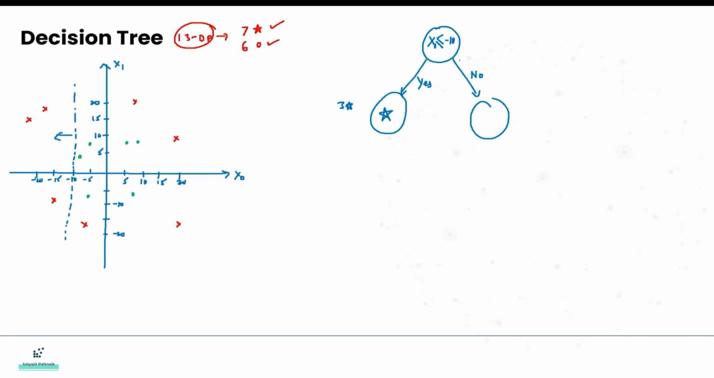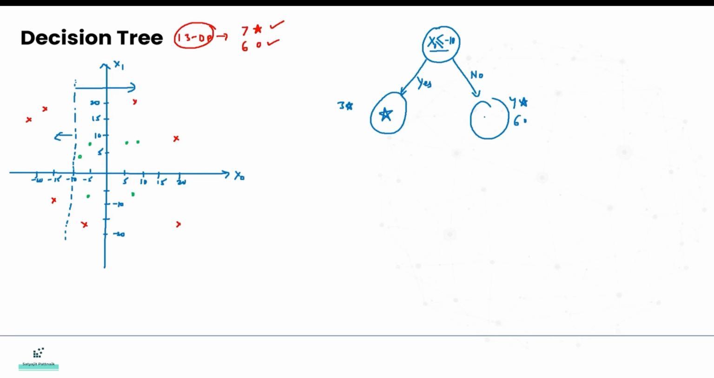If this is not true, that means all these data points. How many data points? 1, 2, 3, 4. So 4 stars and 6 circles. Fine. Anything that is not true here means 4 stars and 6 circles.